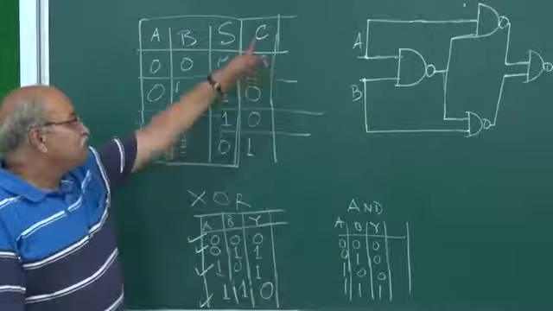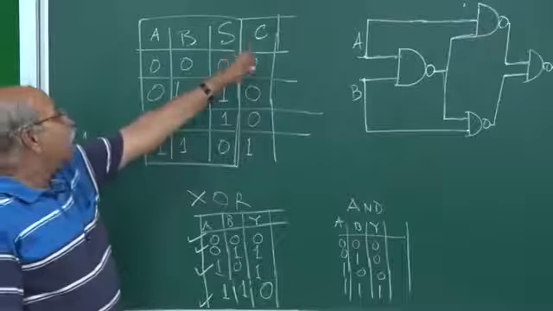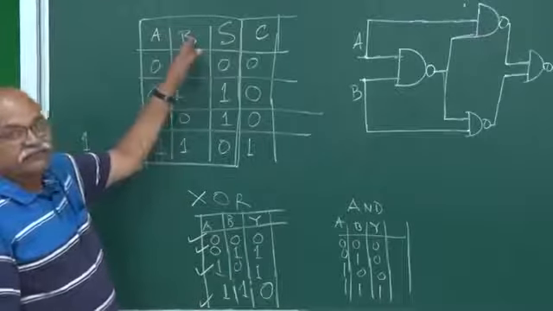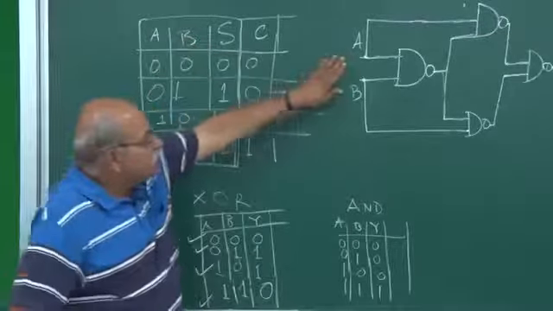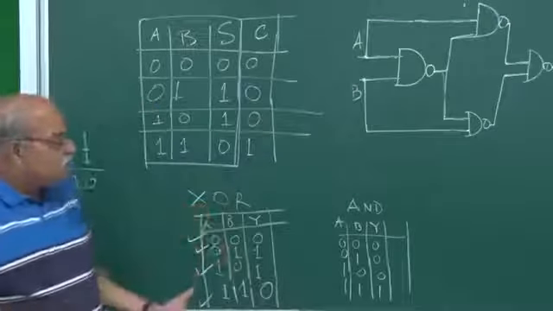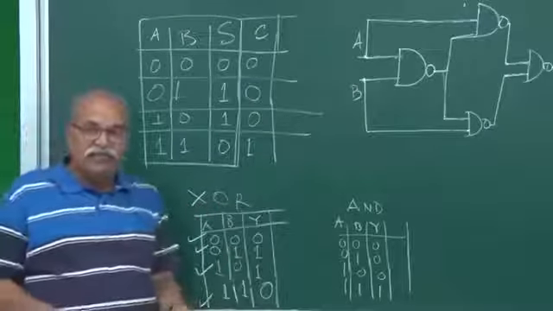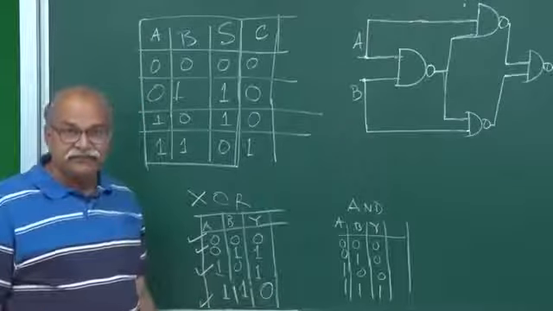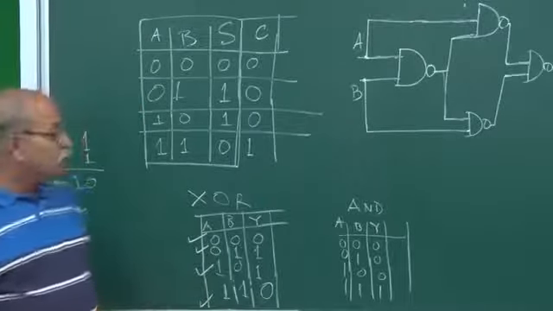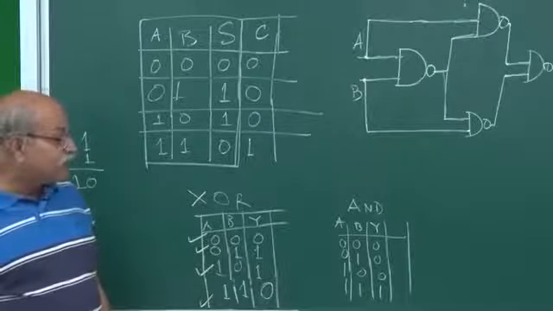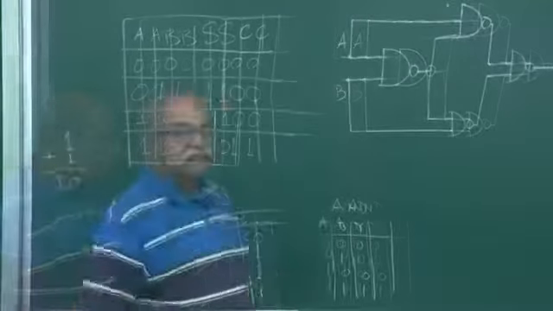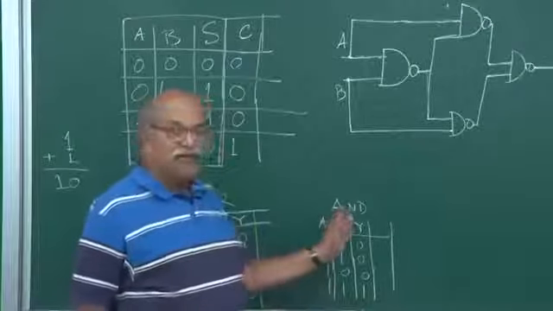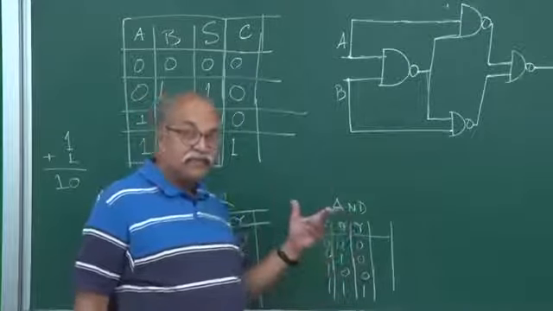The C is just AND of A and B, and therefore you have to just feed this A and B into an AND gate, and that is it. Okay. And how do we create an AND gate from the NAND gate? Do you remember how you construct an AND gate from the NAND gates?